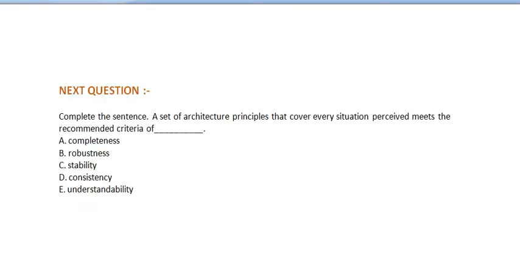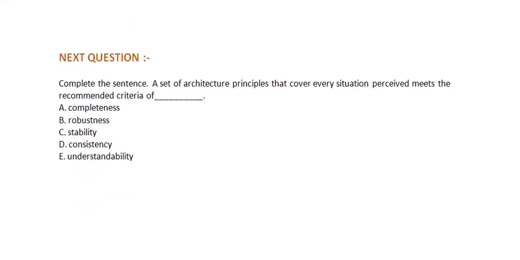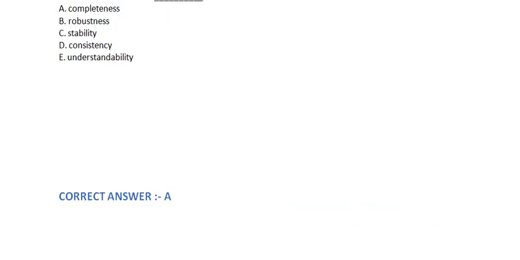Next question is, complete the sentence. A set of architecture principles that cover every situation perceived meets the recommended criteria of option A, completeness, option B, robustness, option C, stability, option D, consistency, and option E, understandability. The correct answer is option A.